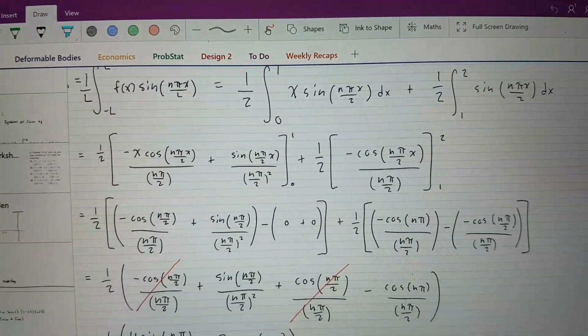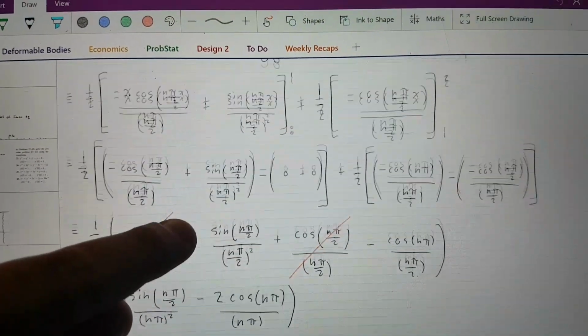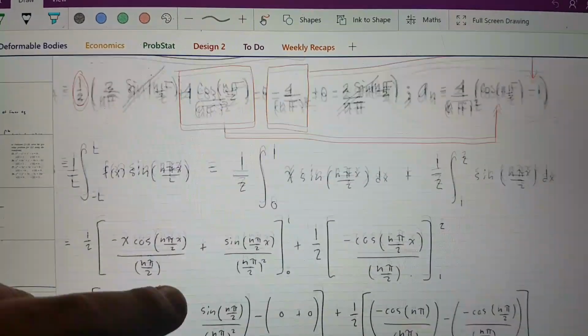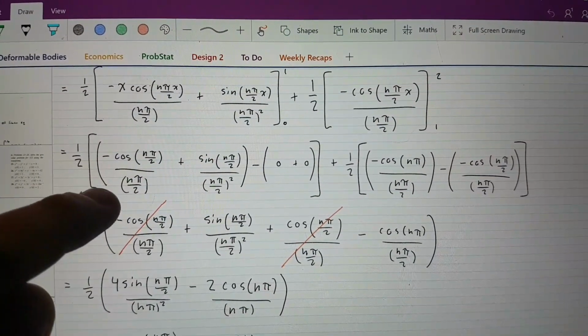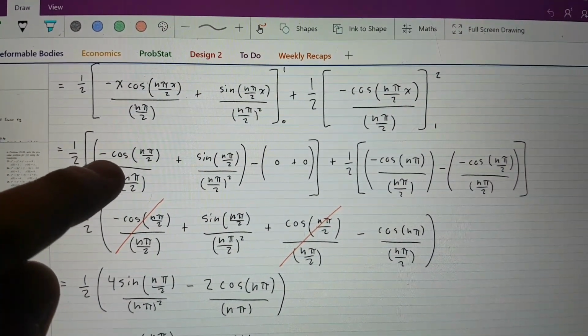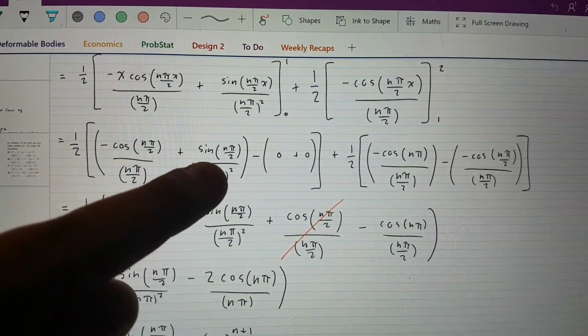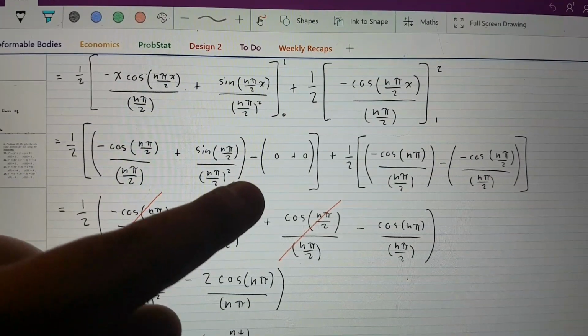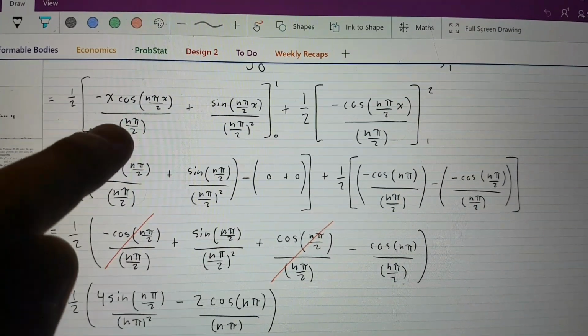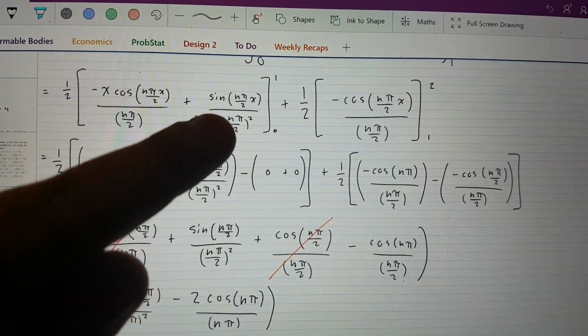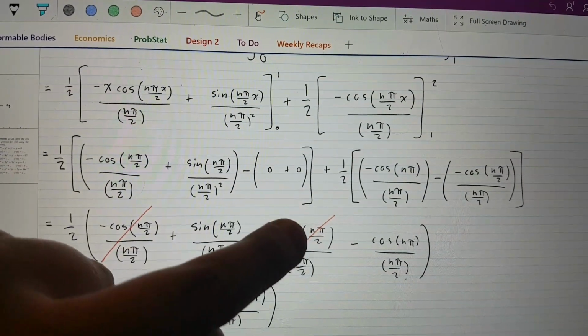So yeah, let's evaluate that. At 1, we get x was 1, right? So we get this, and then sine was this. And then at 0 it's 0 here, so that becomes 0, and then sine of 0 is 0 also.